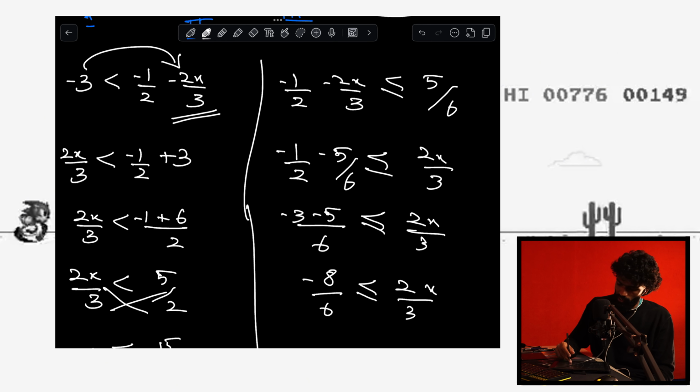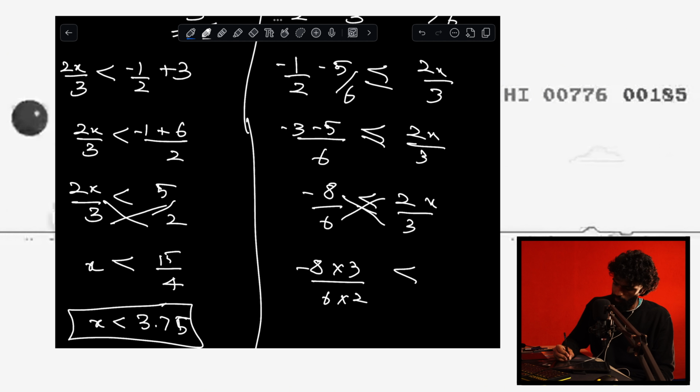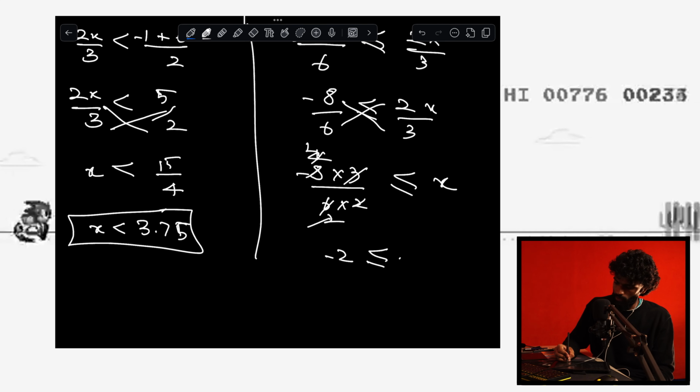2x by 3. What can be done? Just see. We'll just crisscross. So it becomes minus 8 into 3 divided by 6 into 2. Symbol remains as it is with the x there. 3 times 2, 2 times 4, 2 times 2. So the answer is minus 2 with the symbol.